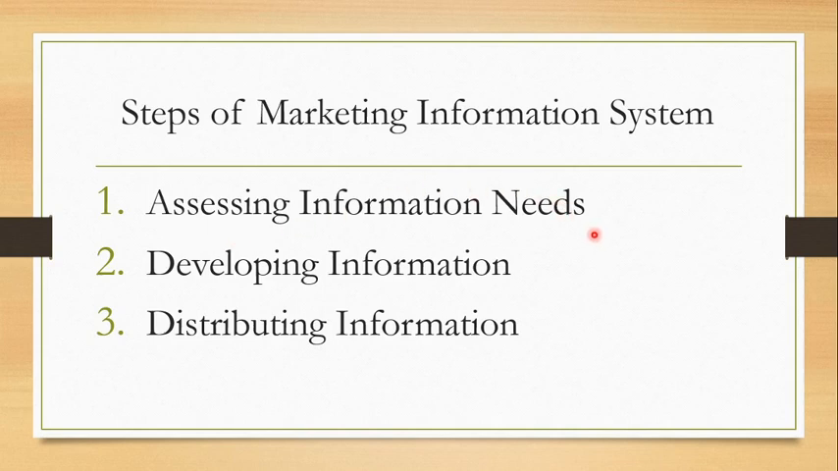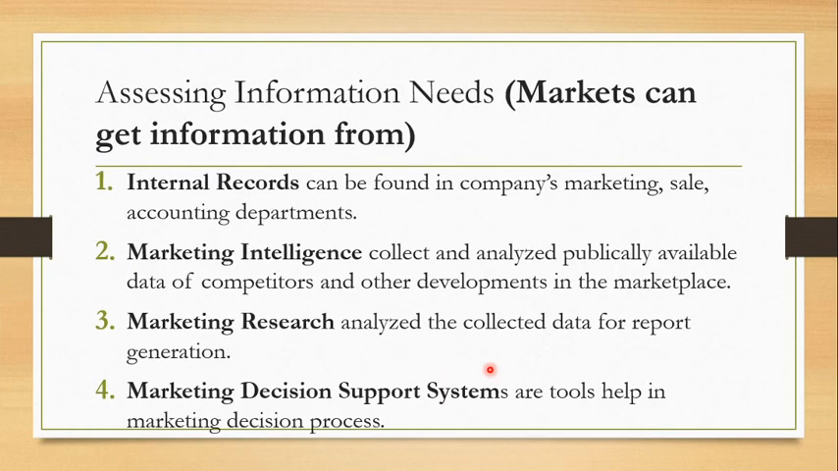The second step is related to gathering or sourcing the information required, which is known as developing the information. And the third step is related to the distribution of the information, which means making it available to the decision makers. Without distribution of this information which has been collected, it cannot be utilized to assist any decision makers in an organization. First of all, the marketers should know why the marketing information system is necessary and what the organization will do with it.